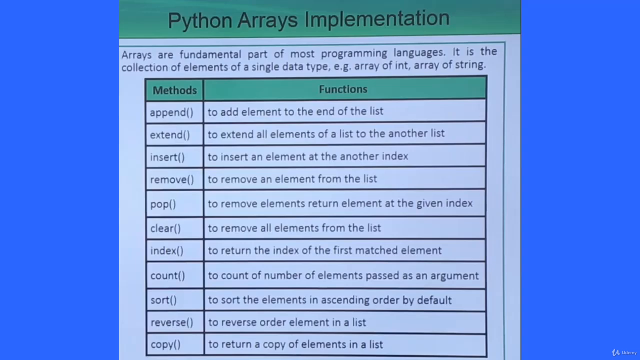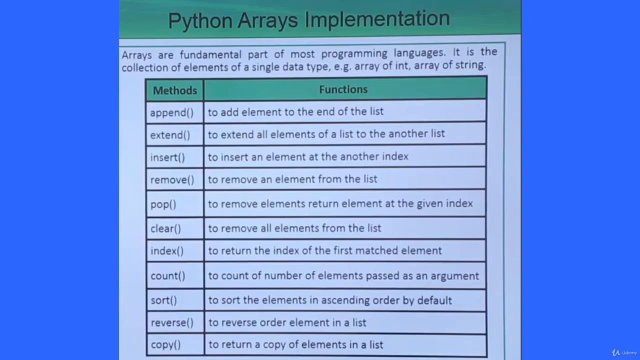Next is sort, to sort the elements in ascending order by default. Next is reverse, to reverse the order of elements in a list. So the order of elements whatever it is initially will be reversed after application of the reverse method. Next is copy, to return a copy of the elements in a list. So these are the different methods and their respective functions we have discussed. I think it would be better if you go for a demonstration.